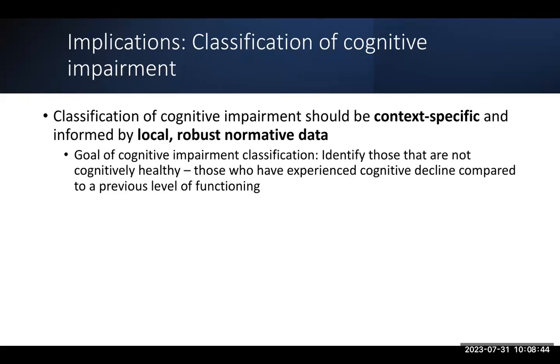Another important consideration is thinking about the classification of cognitive impairment. The goal of classifying cognitive impairment is identifying who is not cognitively healthy, who has had something happen to their brain where they're no longer as cognitively healthy as they were earlier in life. And so this is really a decision that has to be made with reference to a local robust normative sample. We want to know how this score is operating within its own context.